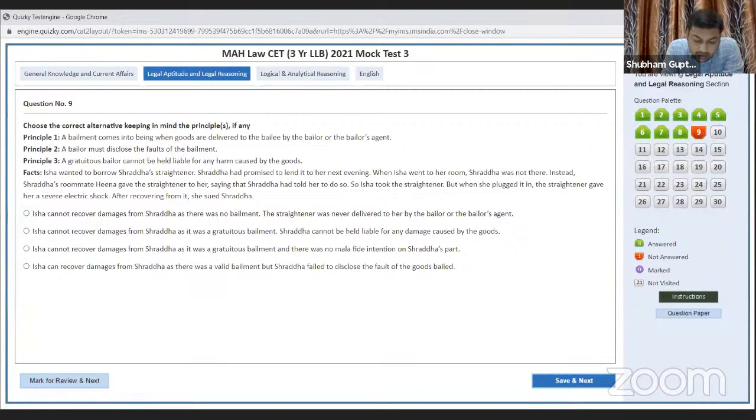And then a gratuitous bailor cannot be held liable for any harm caused by the good. So what I understand from the third one is gratuitous means out of gratitude. So without anything in return if you are giving it.